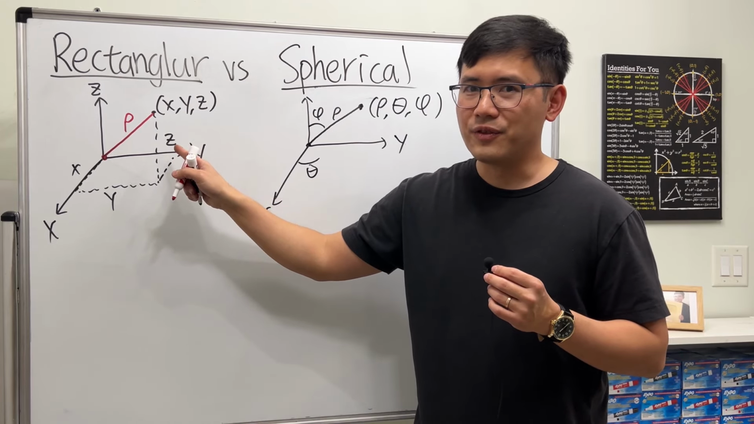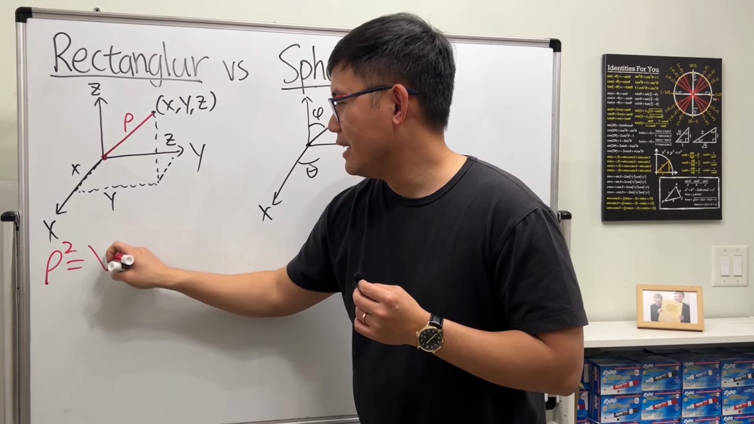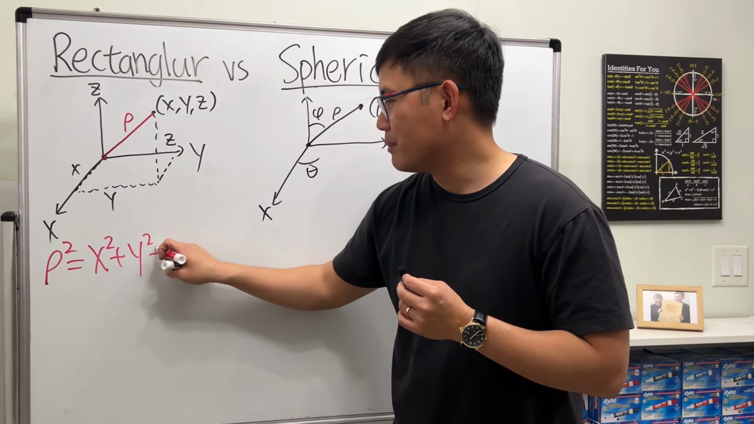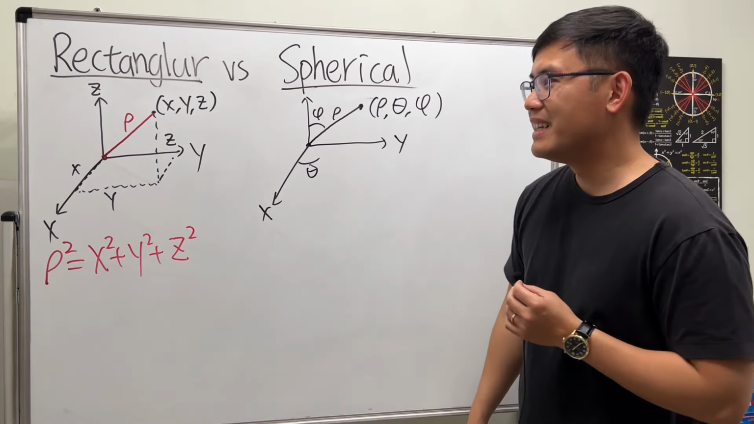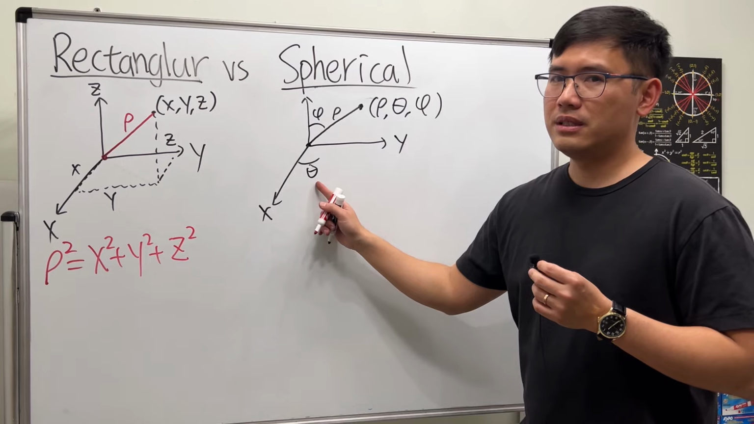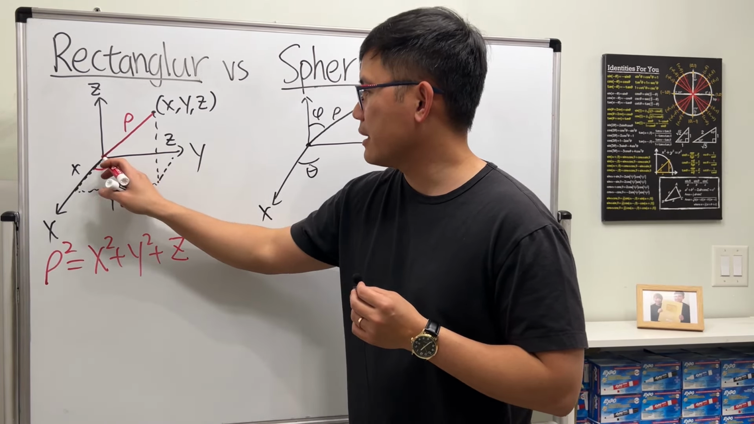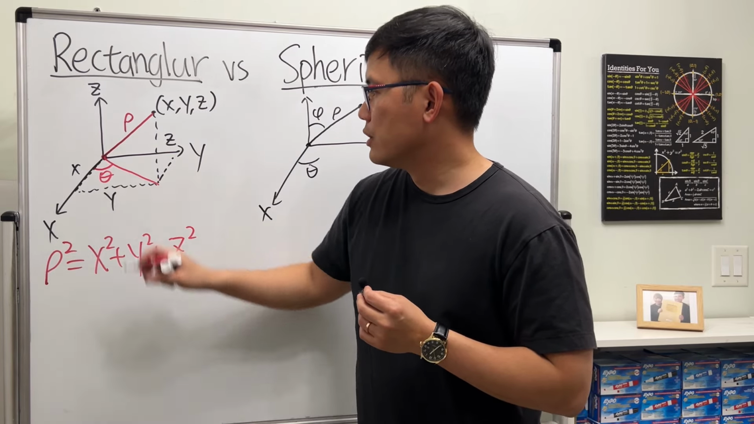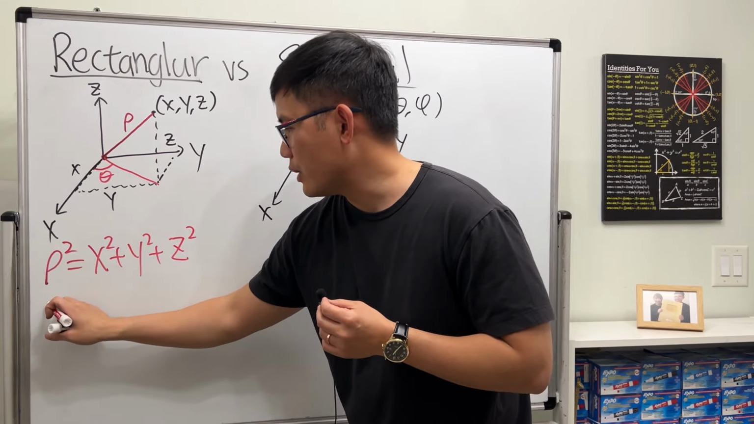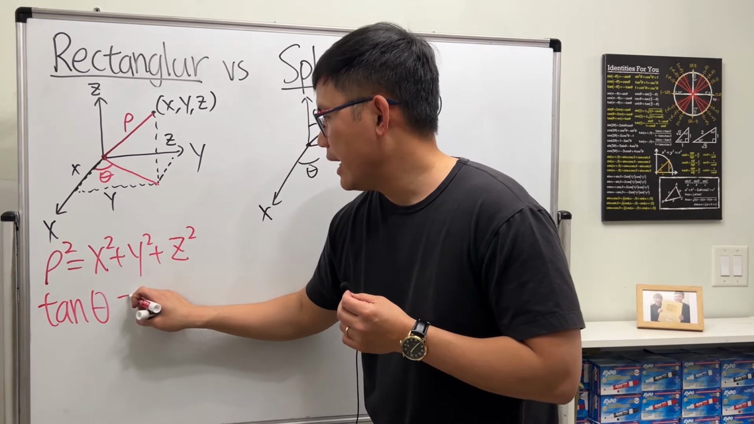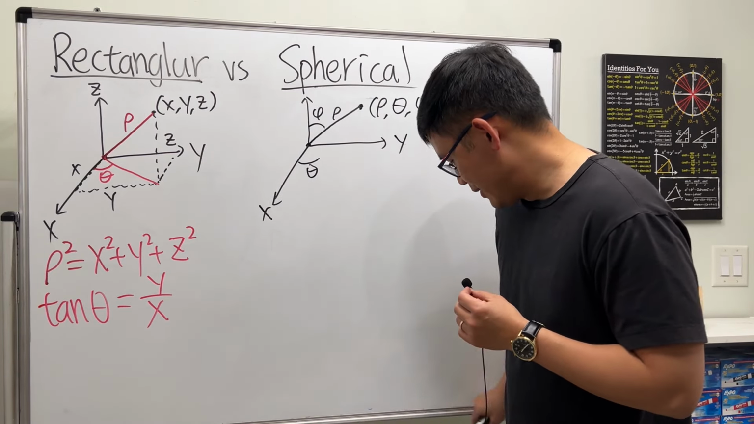Here, it's just a distance formula in the three-dimensional case. So we can say rho squared equals x squared plus y squared plus z squared. The 3D version of the Pythagorean theorem. Very nice, huh? Next, we will have to talk about the angle theta. That's this rotation in the xy plane. So we can just do what we did earlier, opposite and adjacent, so we can use tangent, and that's just y over x.